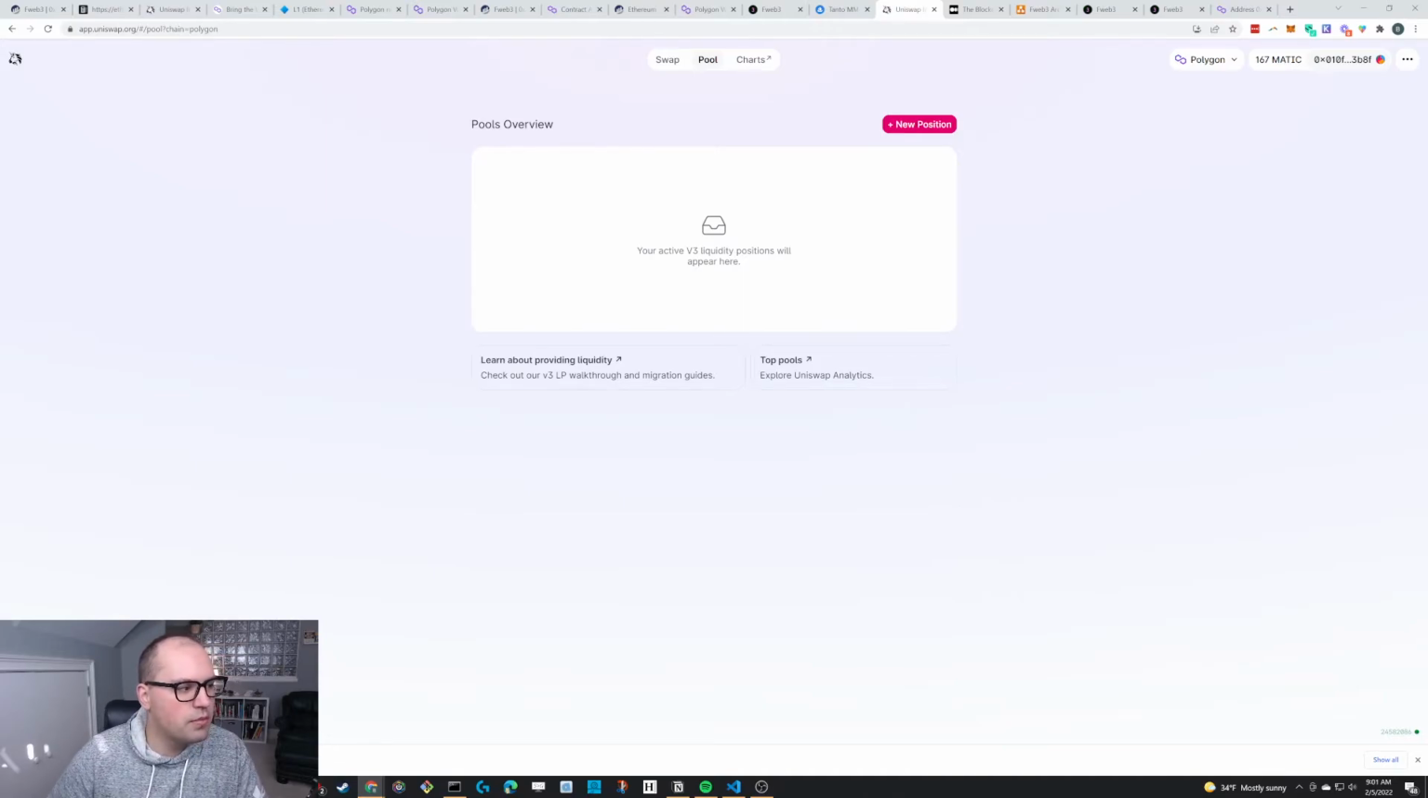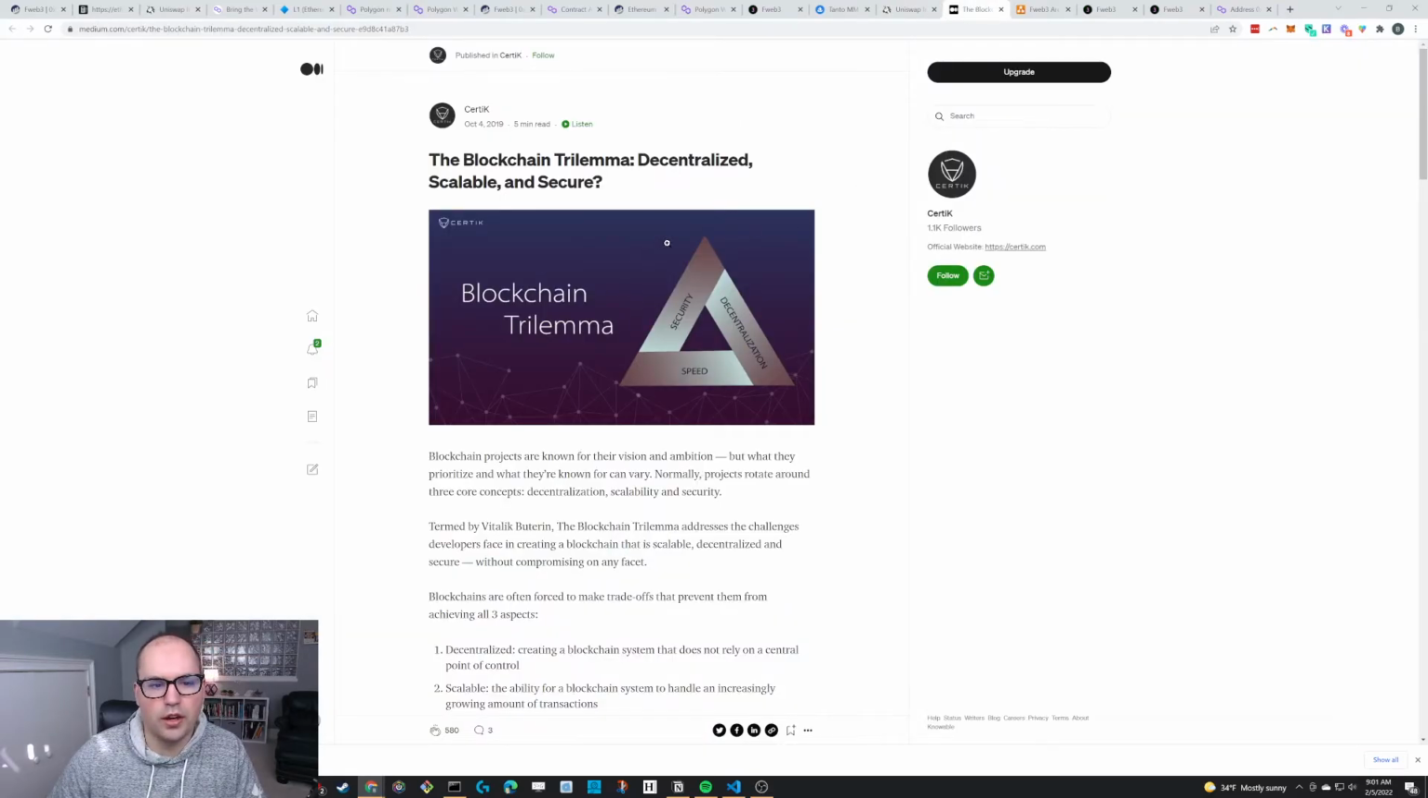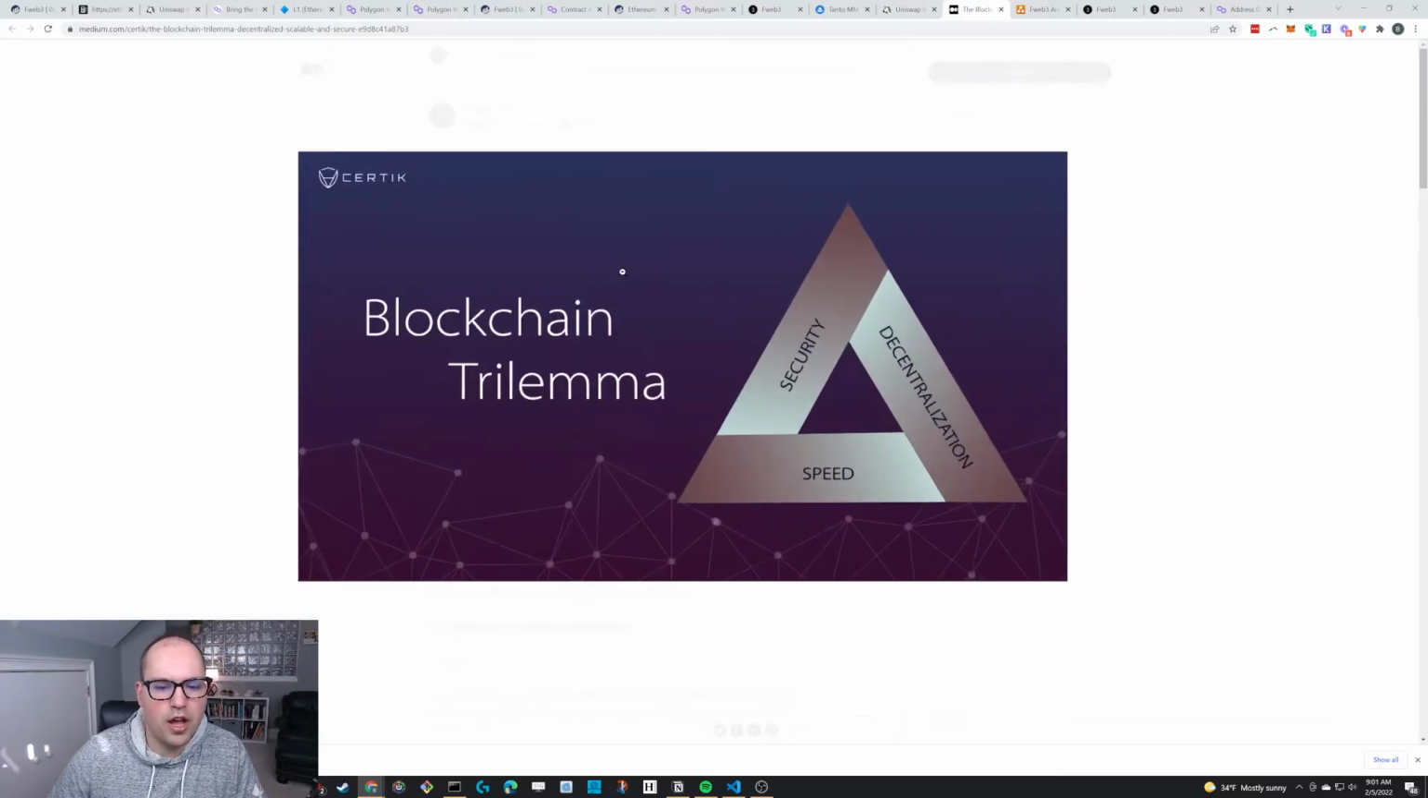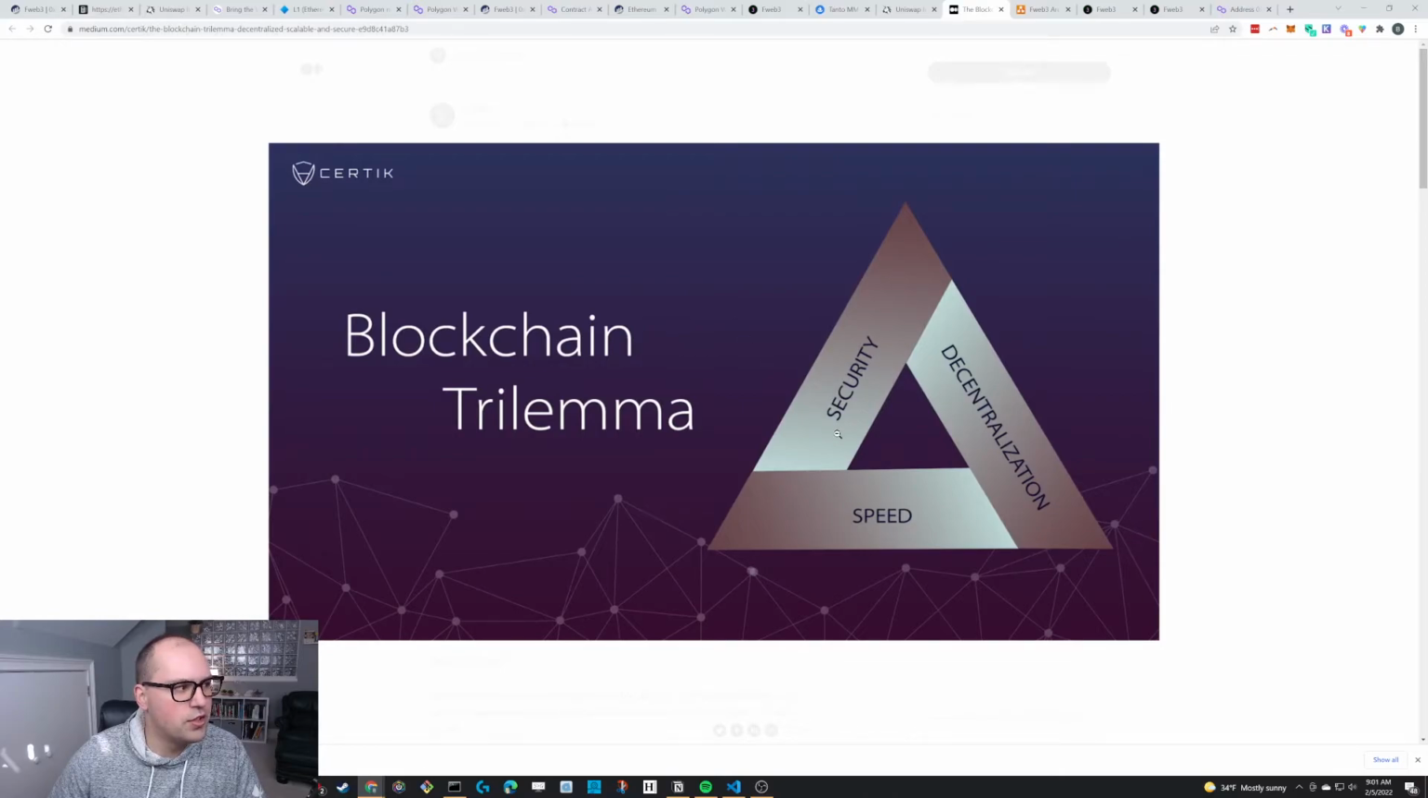I will cover something another time. There are particular downsides to using the Polygon network. I'll go through them quickly here. One is that there's something called the blockchain trilemma. Basically it says you can get security, decentralization, and speed. Pick two, basically. So Ethereum chose security and decentralization to basically say we're going to be highly decentralized, we're going to be highly secure, but you can't get speed. 15 transactions per second, how slow the Bitcoin network is. In order to keep it secure and decentralized, you have to give up speed.